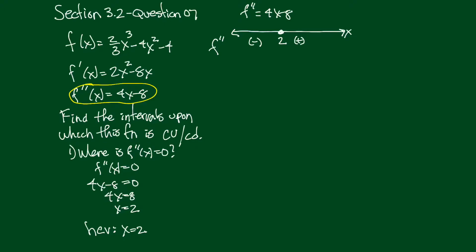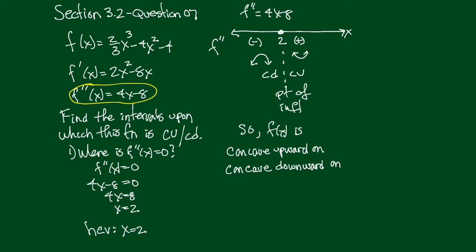All right, so on the left, second derivative is negative. That means the curve is concave downward. On the right, it's positive, so it's concave upward. So there is a change in concavity here, right? Concave down to concave up. So that 2 is a point of inflection.